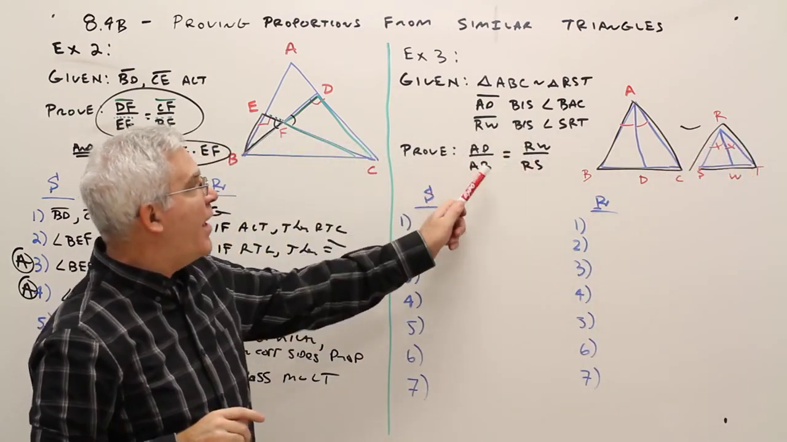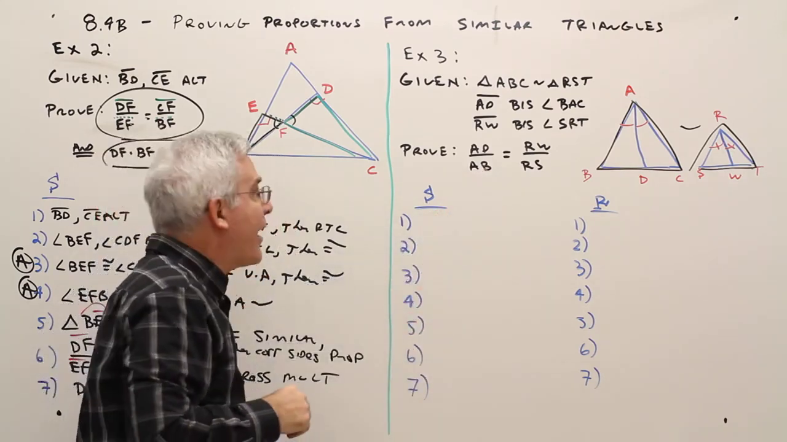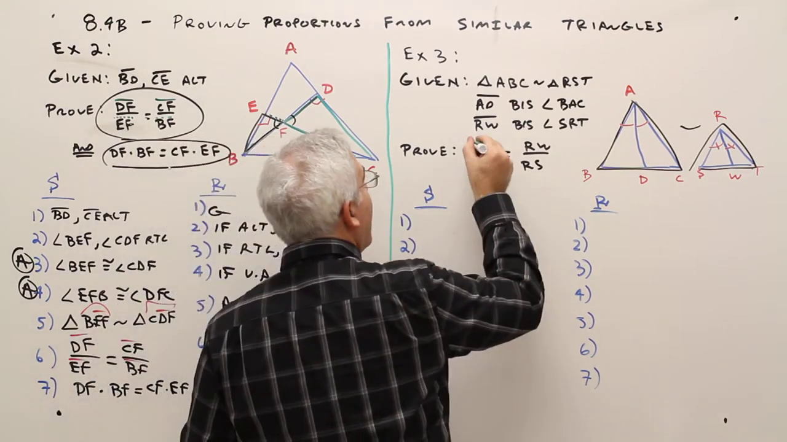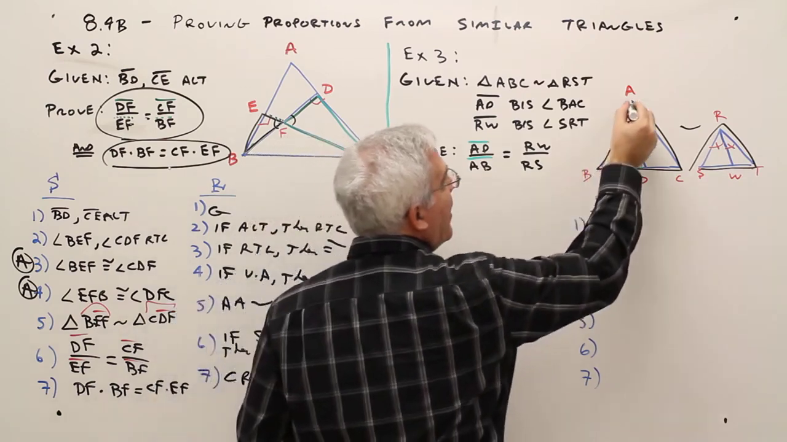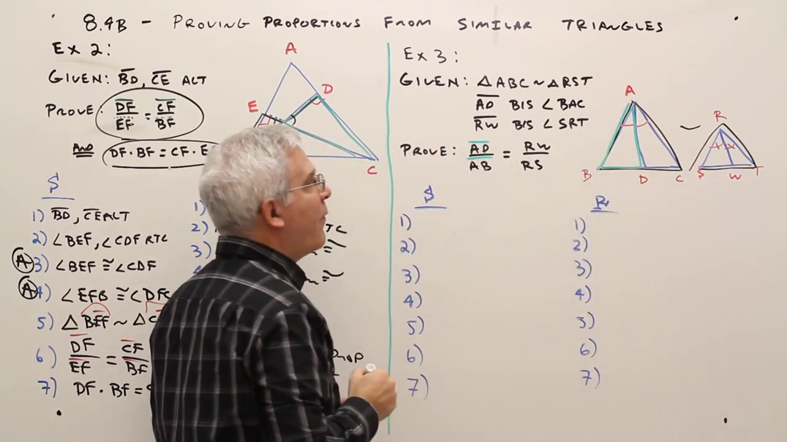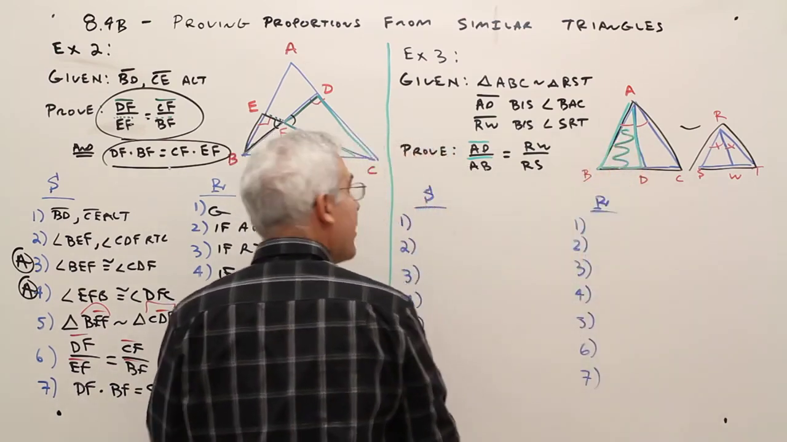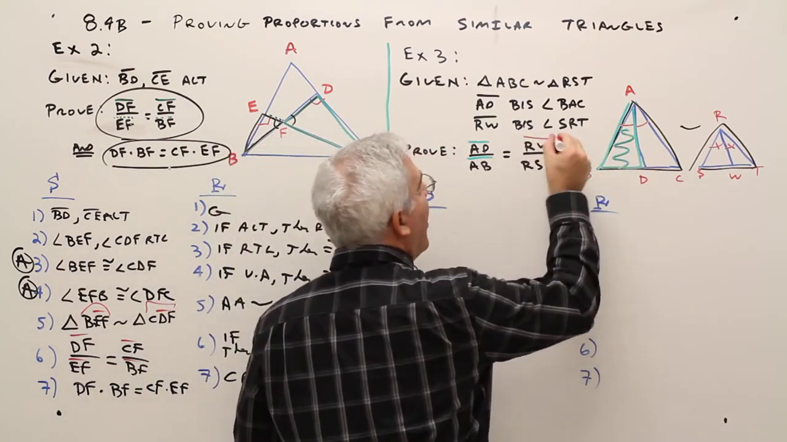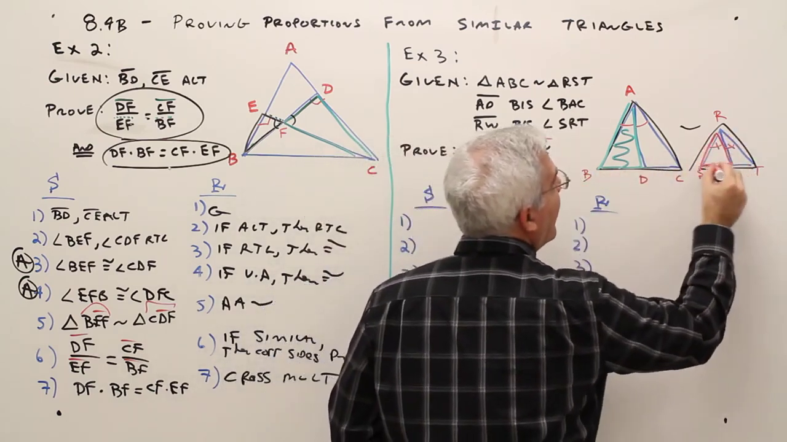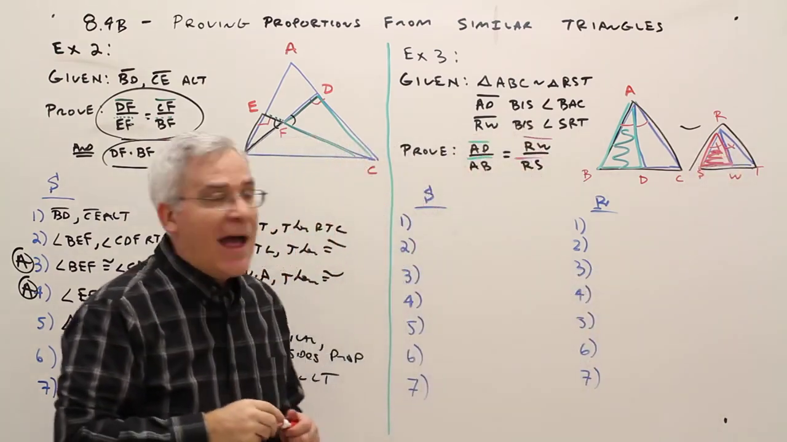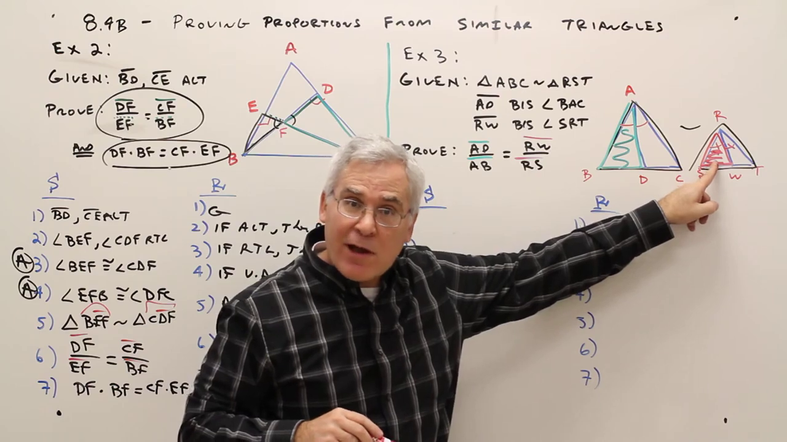And I want to prove this. So again, I'm going to be looking at the lettering. I'll outline it in green. I've got an AD, I've got an AD, I've got an AB, I've got an AB. So I'm looking for that green triangle there. I'll do the other one in red. RW, RW, RS, RS. So now my goal is to get this green triangle similar to that red triangle.